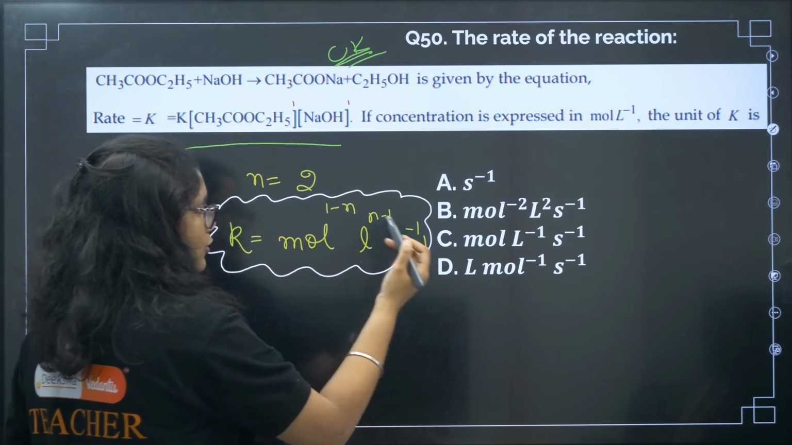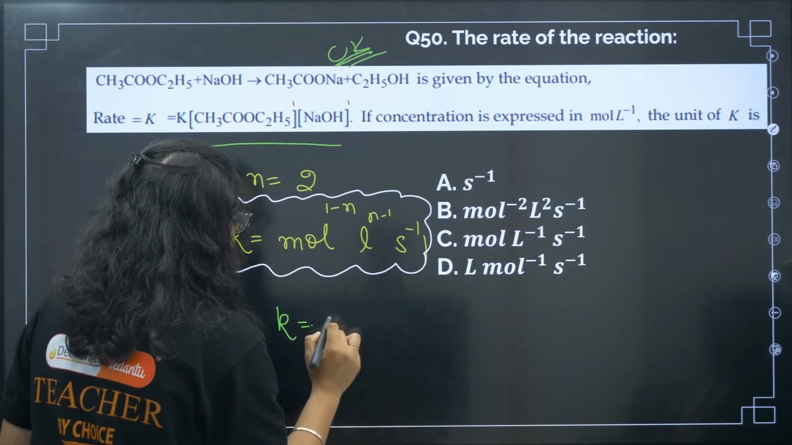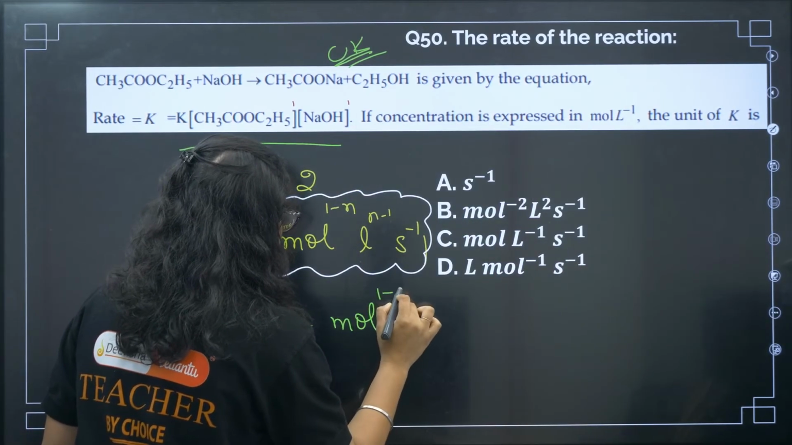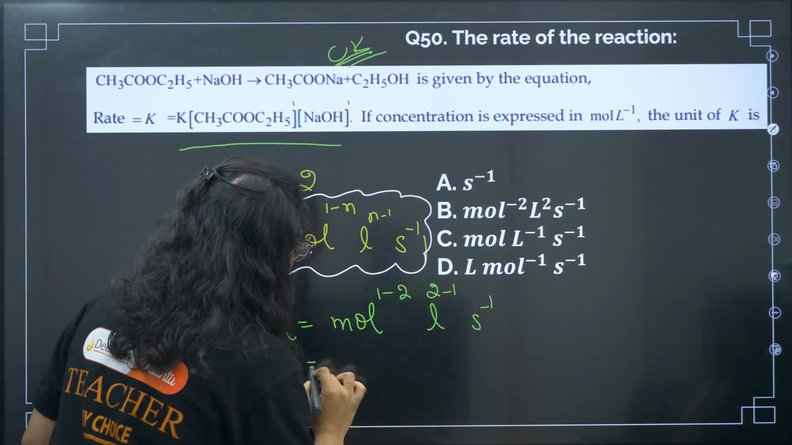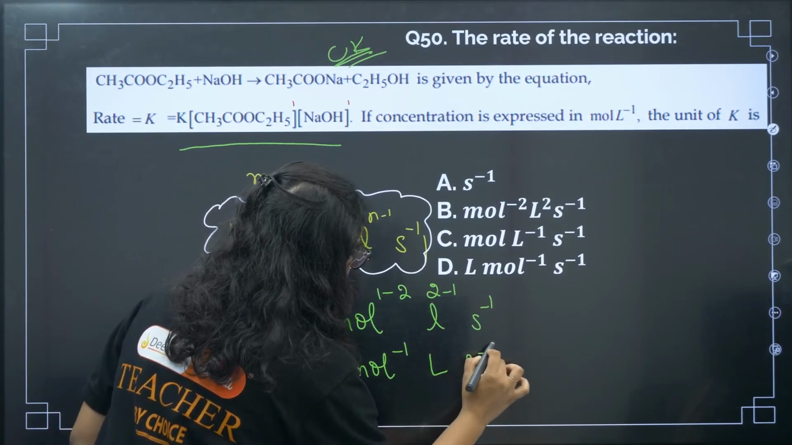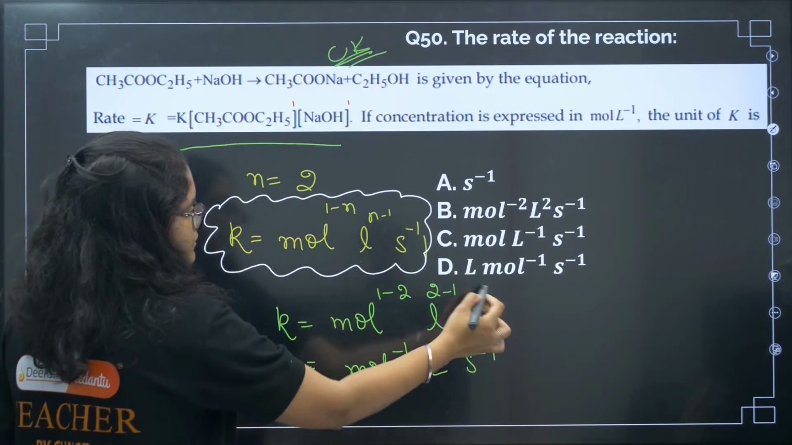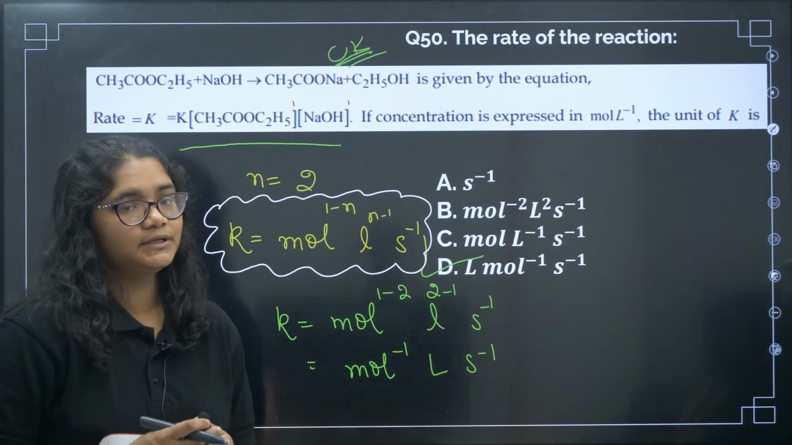This is the general formula. So we have to just substitute now. If I substitute, K is equal to mole^(1-2) liter^(2-1) second inverse. So what will I get? Mole^(-1) liter second inverse. So you can say which option? That is option number D. So the correct answer for this question is option number D.